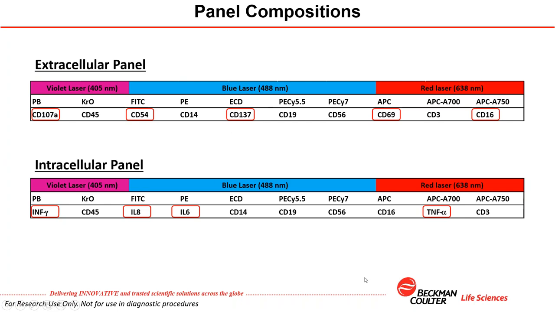On the bottom, you can see the composition of the second panel dedicated to the study of production of pro-inflammatory cytokines. In that case as well, you have the same backbone to gate the different cells of interest, and then you have four different cytokines that are being followed: interferon gamma, IL-8, IL-6, and TNF-alpha.